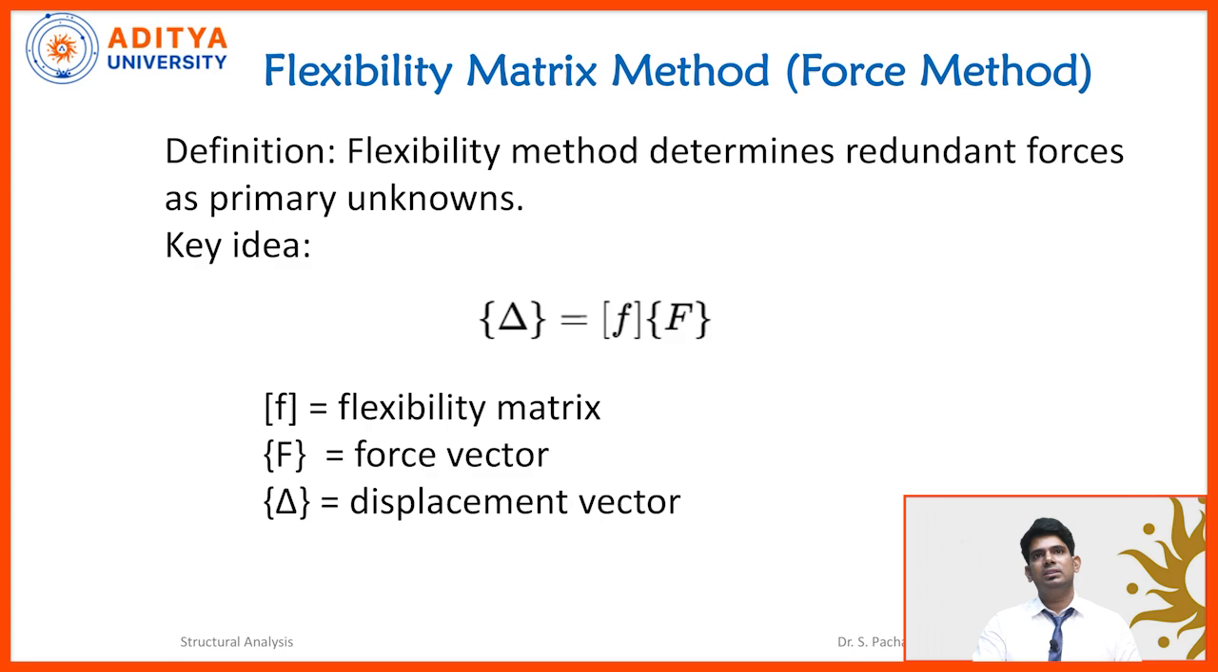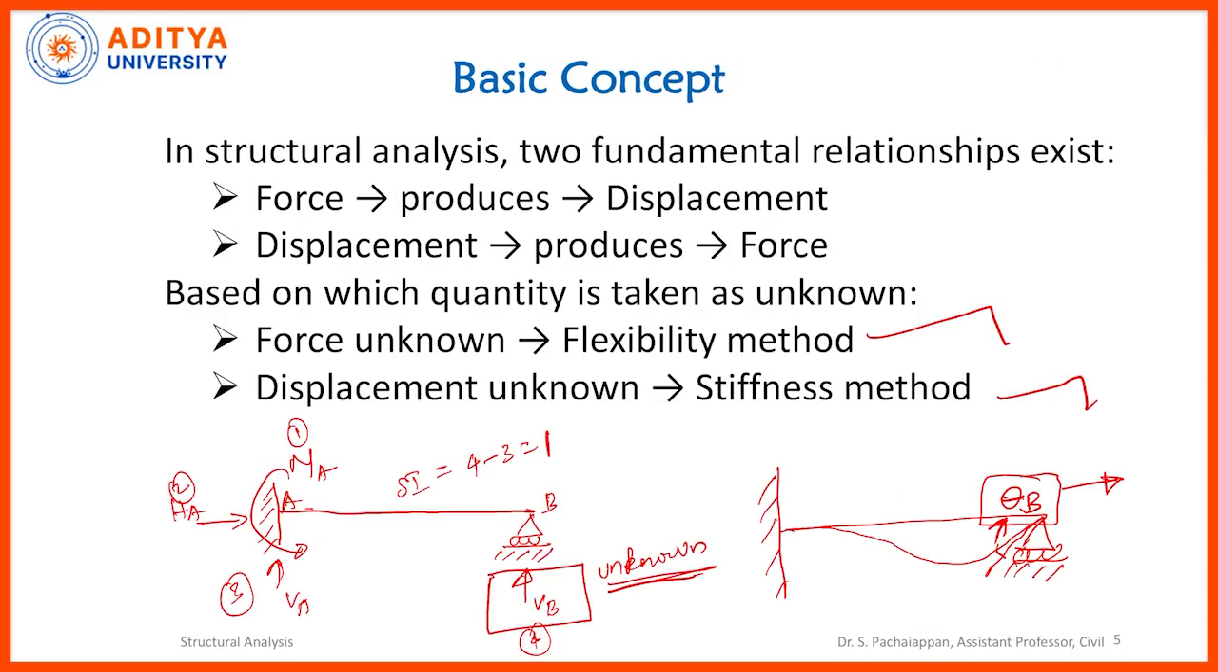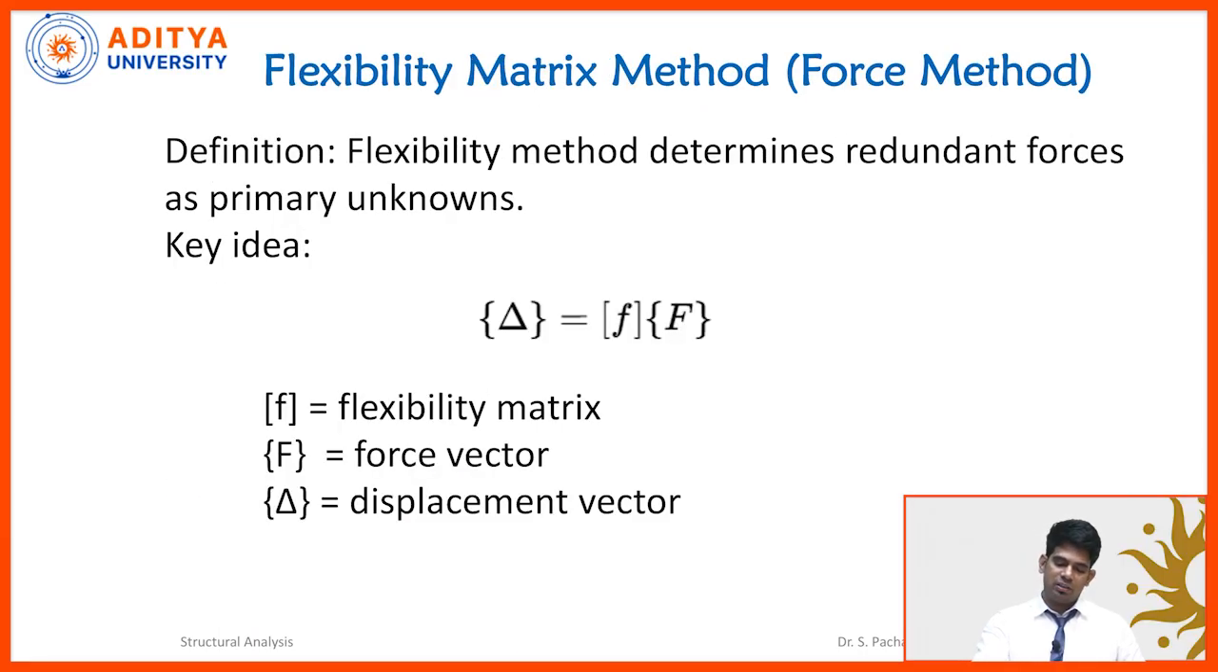First, we will discuss the flexibility matrix method. The flexibility matrix method determines the redundant forces as primary unknowns. For example, you can see here VB is unknown. So, if you consider a force as unknown, then we will be considering the flexibility matrix method. So, this is the governing or general equation for the flexibility matrix method.